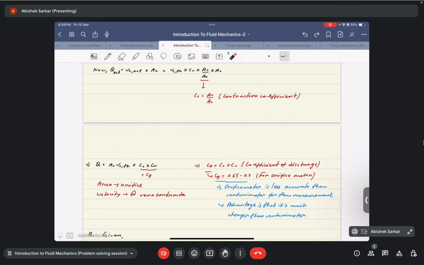into CC into CV. So CC into CV is actually the CD, or the coefficient of discharge, for a particular orifice meter, which usually has a range between 0.65 to 0.7.